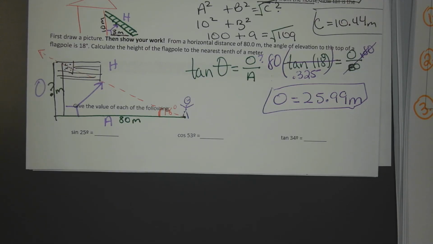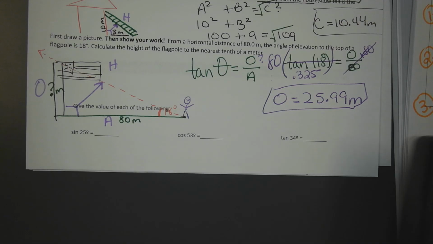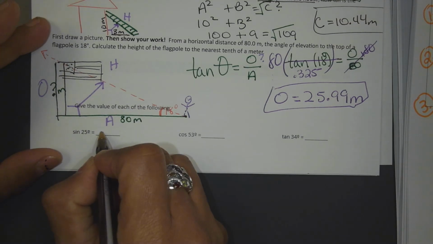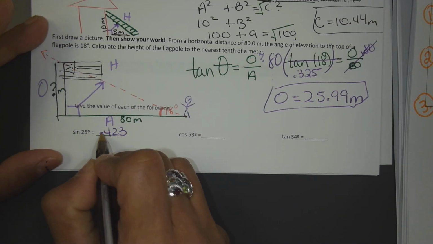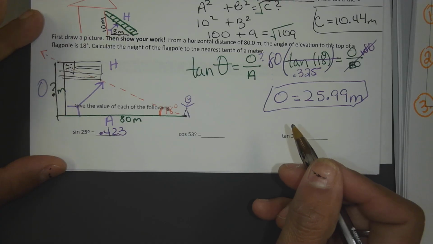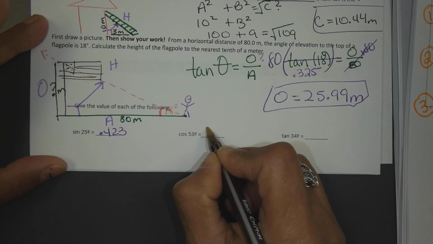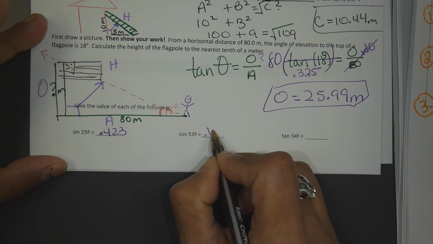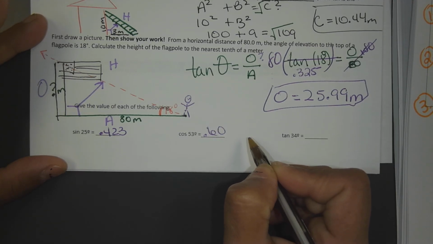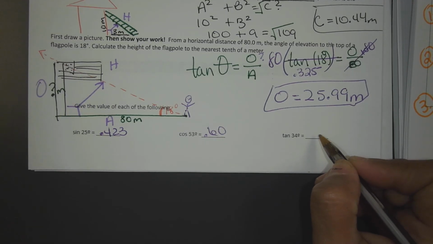Mr. Houston, what is the sine of 25, sir? 0.423. Kim, you agree? Okay. Miss Steva, what's the cosine of 53 degrees? 0.60. Do you agree, Mr. Houston? Mr. Soto, what is the tan of 34?